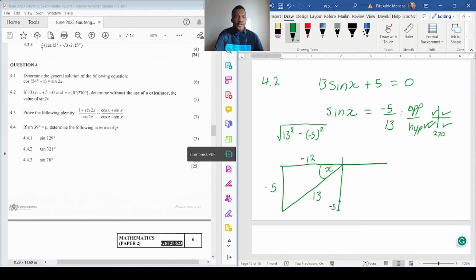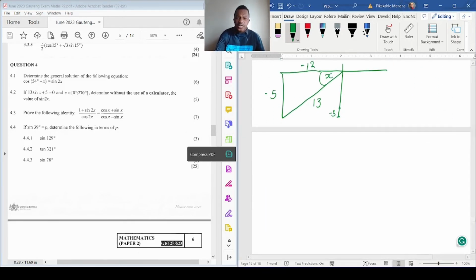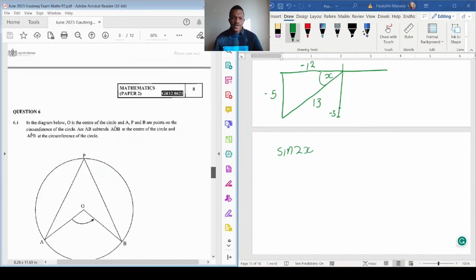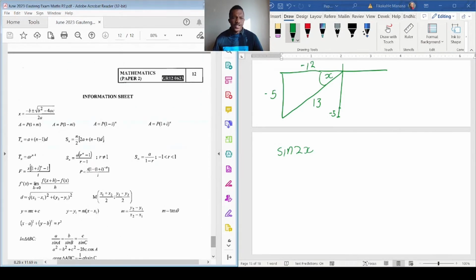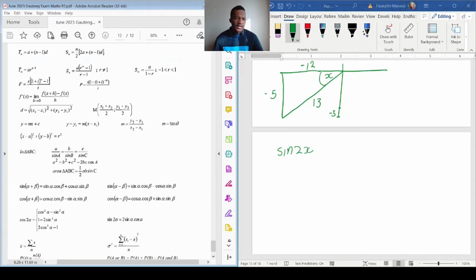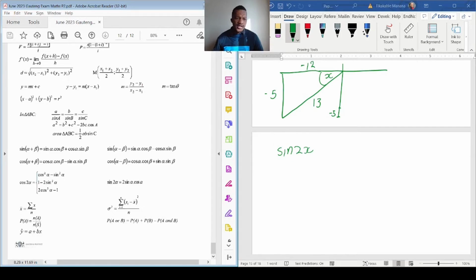All right. Now, they said, what's the value of sine 2x? Okay, let's just complete that. So that's our triangle. They want sine 2x. Now, this is a double angle. Let's go check a formula sheet. We're given a double angle. There it is down there. Sine 2x is also equal to, if we check it out here, 2 sine x cos x.